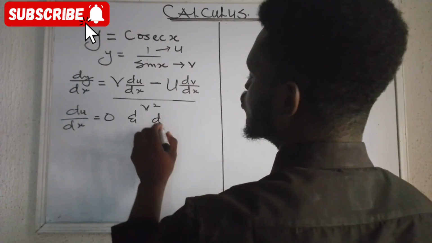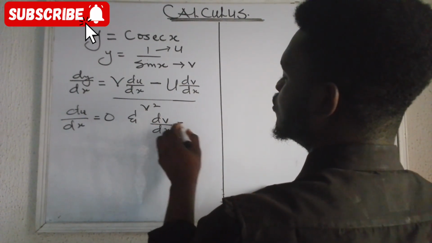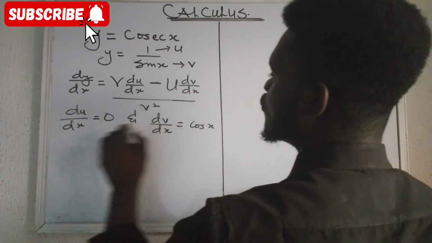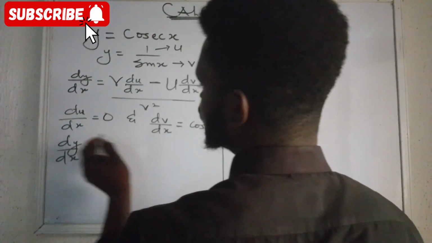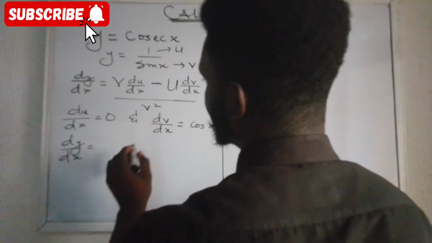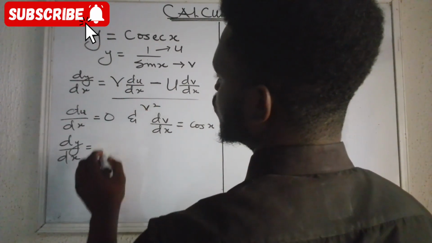And what will be dv/dx? dv/dx would be equal to cos x. So from here, you can solve directly: dy/dx would be equal to, substitute the values into the quotient formula that you have gotten.